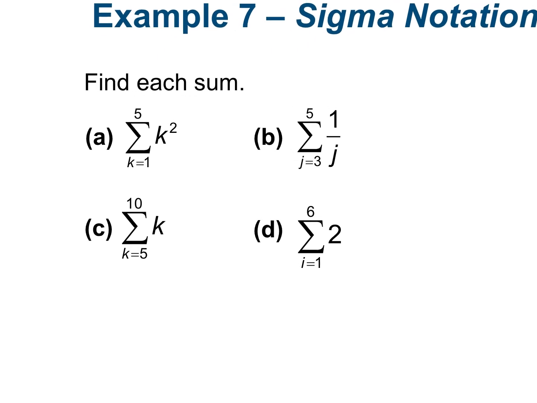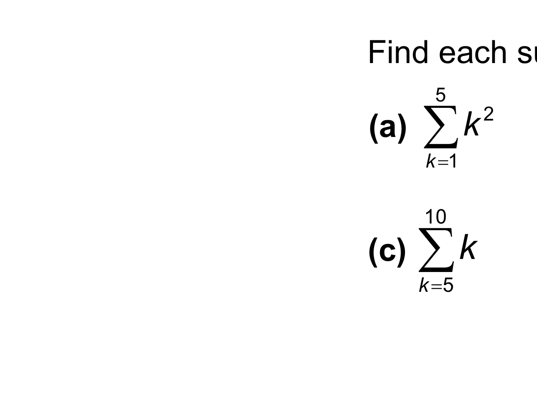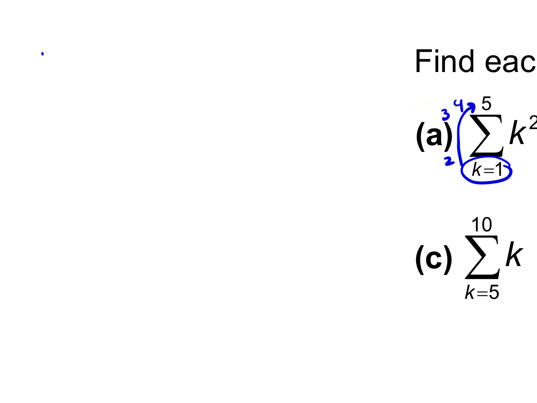So in example 7a, I'm going to do it over here. So we're going to plug in numbers 1 to 5 and just add them all up together. So we're plugging it into K. So we're going to plug in 1, 2, 3, 4, and 5. So starting with 1, we have 1 squared, which would be 1. So we have 1 plus, when we plug in 2, we have 2 squared, which is 4. So 1 plus 4.